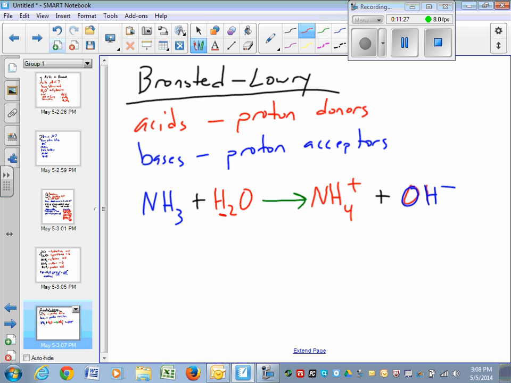What happens in this case is that one of the hydrogens from water, hydrogen being a proton, moves over to the ammonia. Now we could guess that ammonia was a base already because it makes a which? Hydroxide. Okay? But it's a Bronsted-Lowry base because it can accept a proton from the hydrogen. So it goes from NH3 to NH4. The ammonia and the ammonium ion are what we call a conjugate acid-base pair.